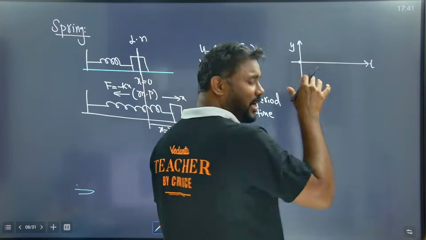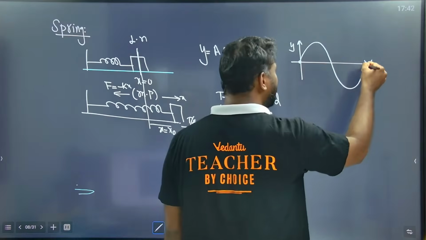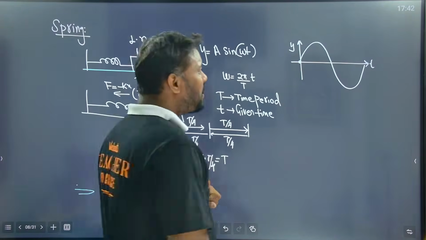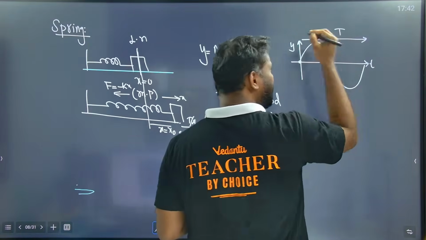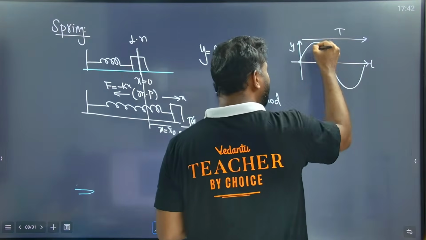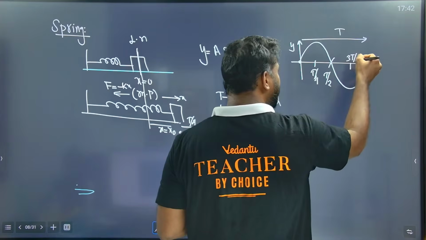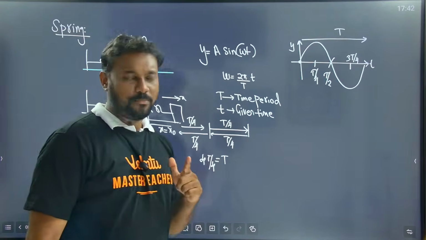So now what am I going to give? I'm going to give the value of this. If I draw it for a sine function, this is the function. Because it is the total time period, this is the total time period T. Half of that is T by 2. Half of that is T by 4. This is 3T by 4. Is it clear? Yes or no? This is very important.